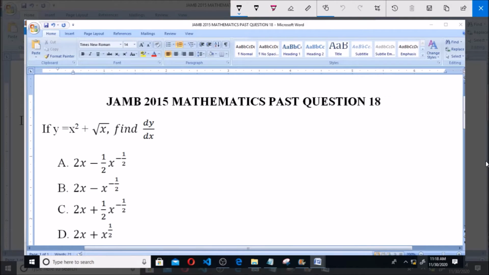Good day and welcome. I'll be answering JAMB 2015 Mathematics Past Question 18. If y is equals to x squared plus root x, find dy/dx.